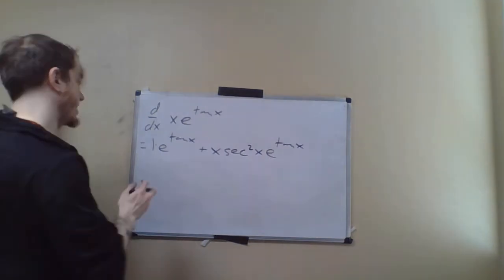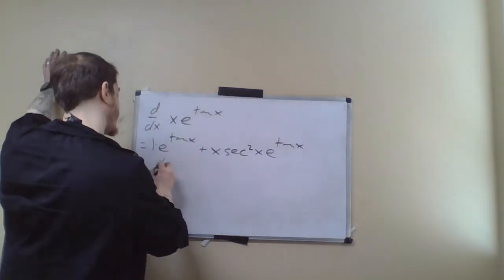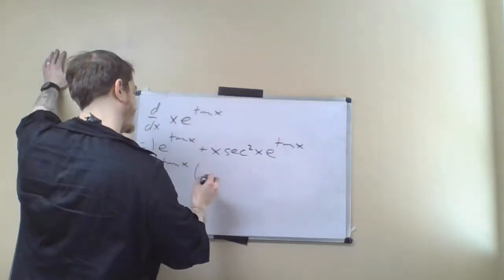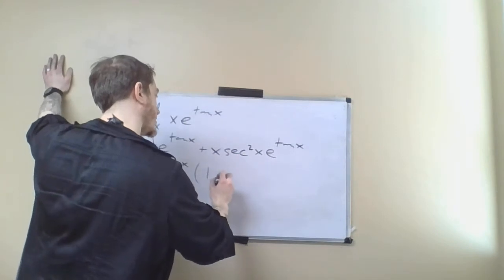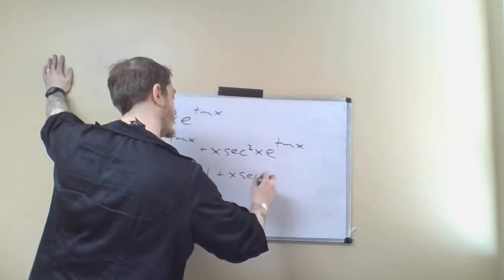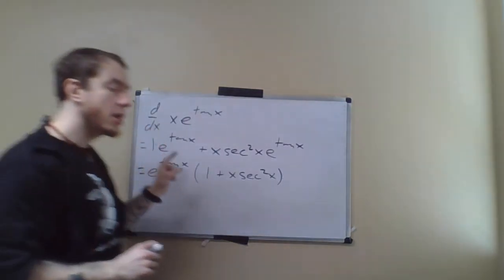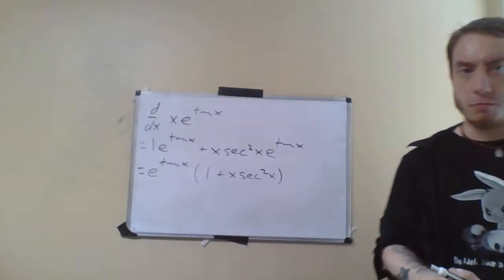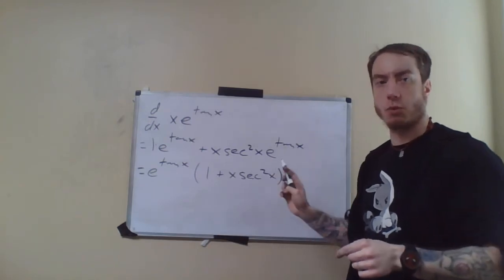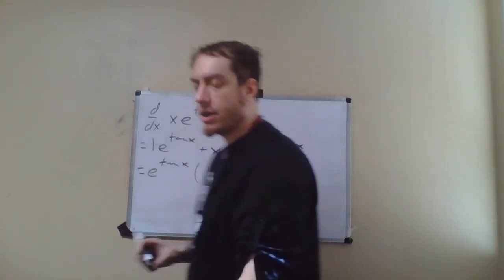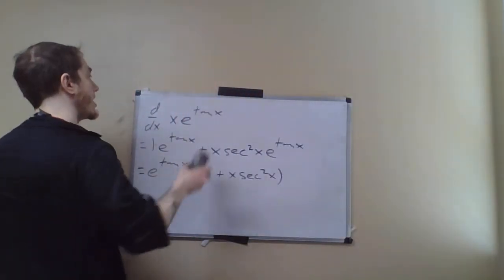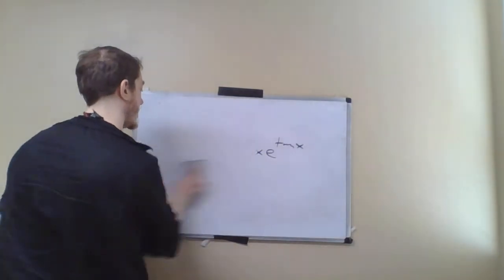And we can factor e to the tangent x out of this, and this becomes e to the tangent x times (1 plus x secant squared x). So in this case, we had to apply the product rule, but we also had to apply the chain rule here. Now, in other situations, maybe we have to apply some other types of things.